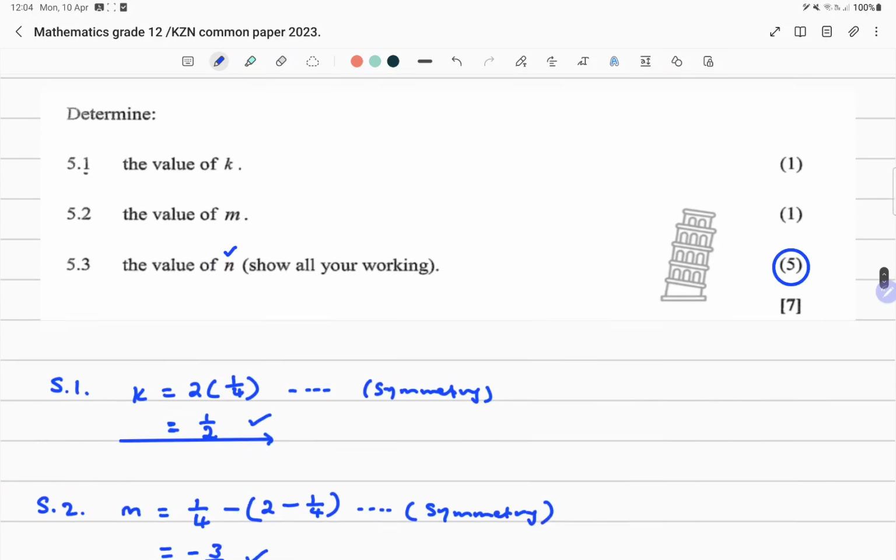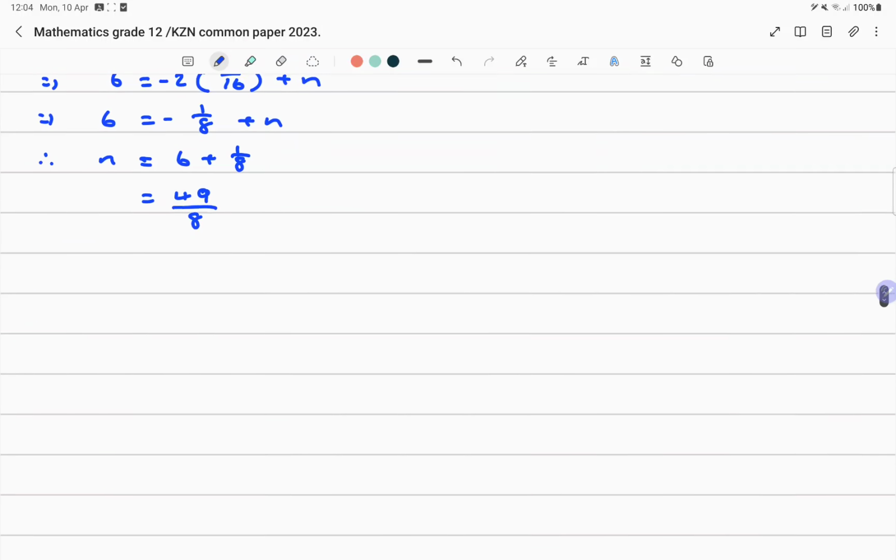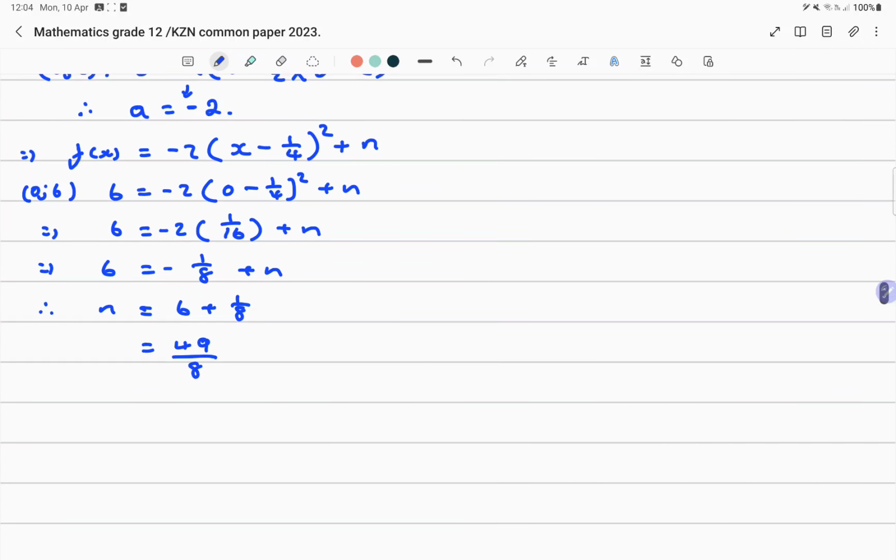So it makes sense. The turning point is always either higher than the y-intercept if a is less than 0, or it will be less than the y-intercept if a is greater than 0. So this one makes sense. So guys, sometimes you need to adjust some of your workings because they can be crazy.